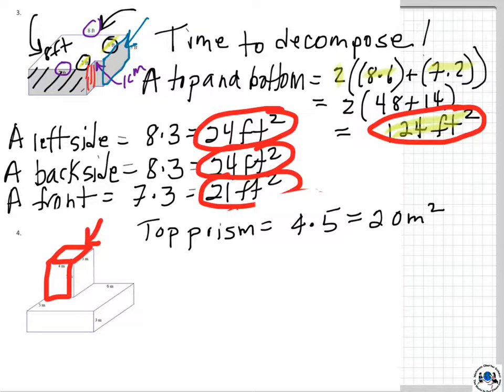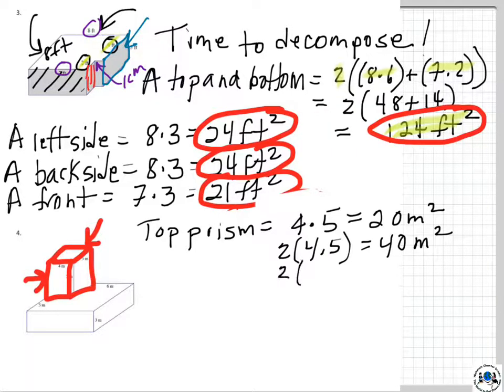Now I have the front and the back. Okay, they are both the same, so now I need 2 times 4 times 5, and that's 40 square meters. And then I have the right side and left side, and that is 2 times 5, which is 50 square meters. Okay, so now I have the exposed part, the surface area of that top prism, because I don't account for this part down here, the part that is touching the bottom prism, simply because it is not exposed. Therefore, it does not offer any surface area.